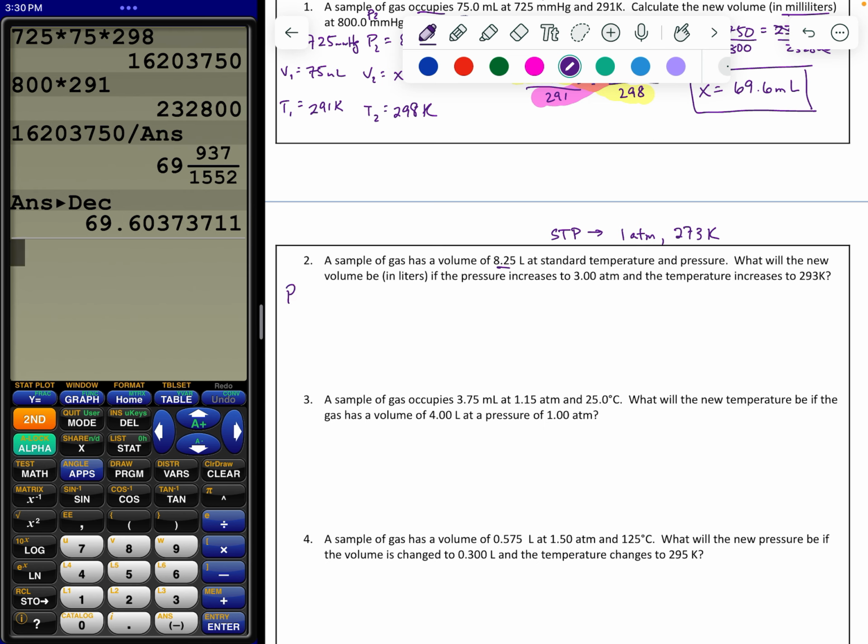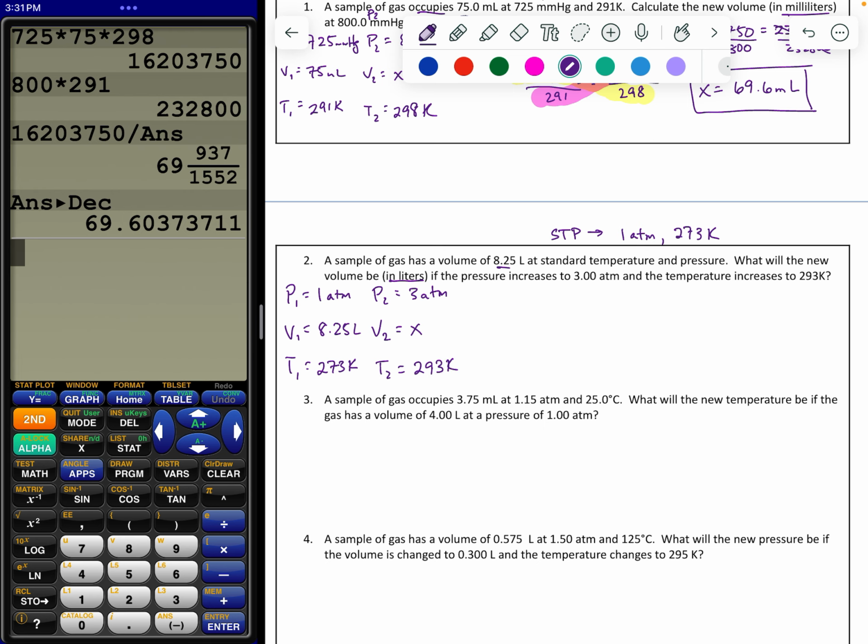So I'm going to do my nice little inventory here to keep track of my variables. In this case, we are using atmospheres instead of millimeters mercury, and we are using liters instead of milliliters. It asks me to find the volume in liters in the end. So we are looking for the secondary volume again, because we have 1 atmosphere and it's increasing to 3 atmospheres of pressure. We have an initial volume of 8.25 liters. Our initial temperature is standard temperature, which is 273 Kelvin, and it is increasing to 293 Kelvin.